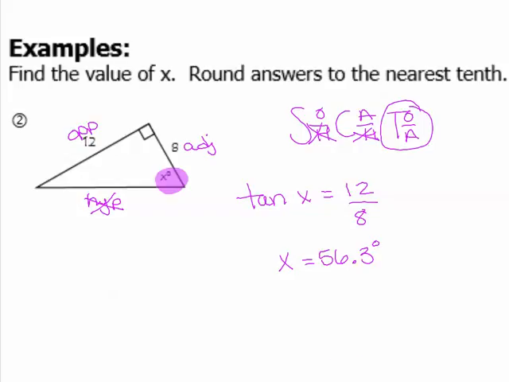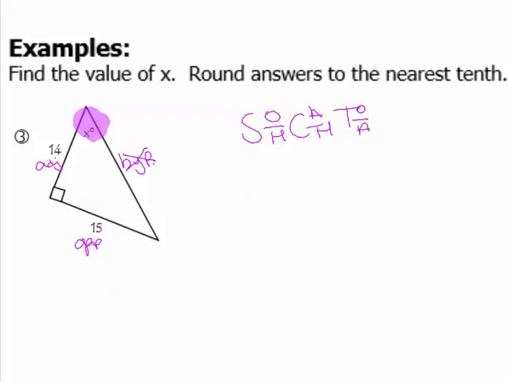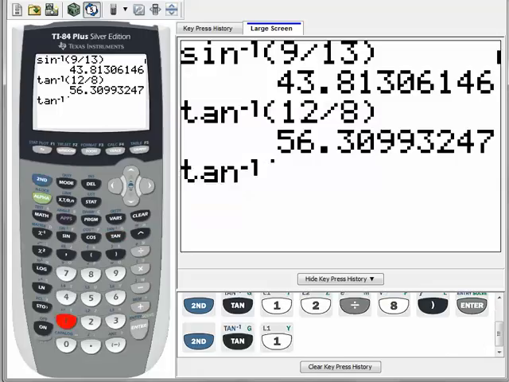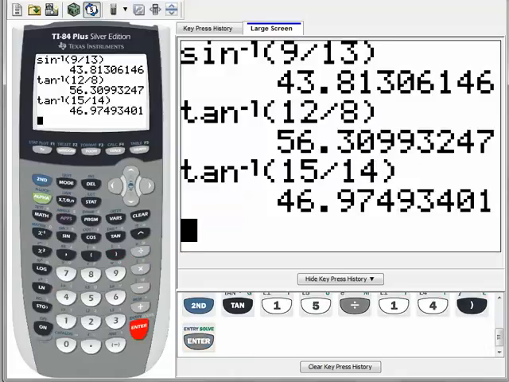Last example. I'm going to pick my angle, and I'm going to label my opposite, my hypotenuse, and my adjacent. Looking at SOHCAHTOA, I'm going to cross out my hypotenuse because it has nothing by it again. So I'm left with tangent. Tangent of x equals 15 over 14. So I'm going to go to my calculator, hit second tangent, 15 over 14, and I get 46.97, which is going to round to 47.0.